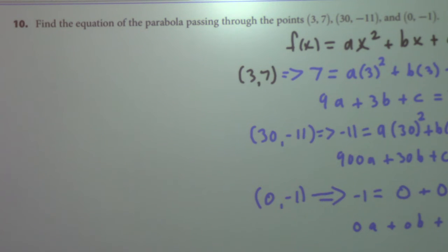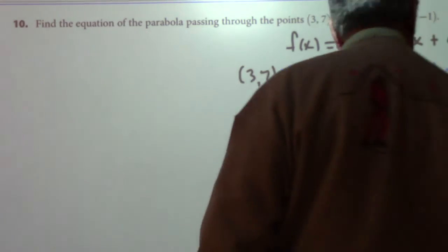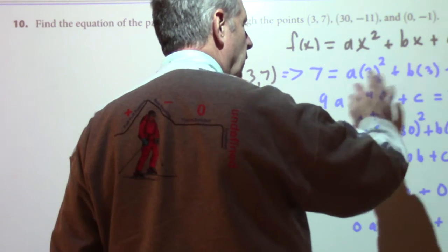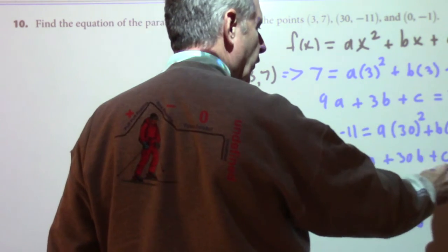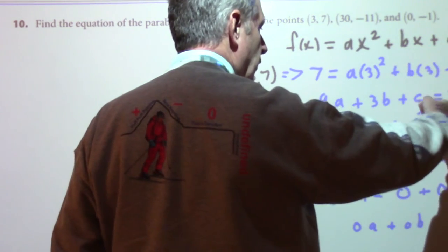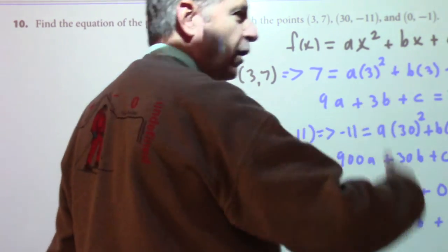Now, because of this, there are different strategies we can employ at this point. One way is we can go back to this system here and just replace this C with negative 1, this C with negative 1, and then we'd be able to solve the system of equations.